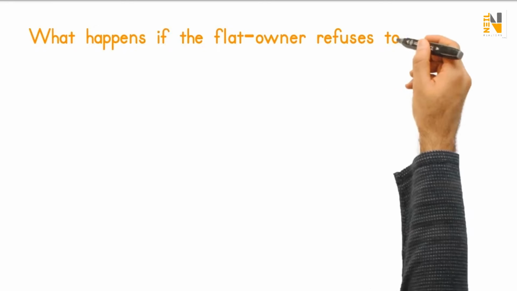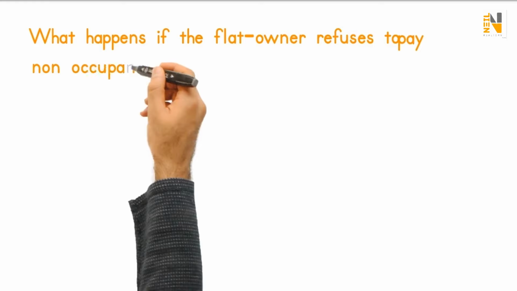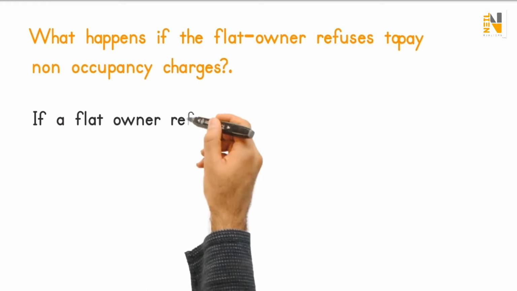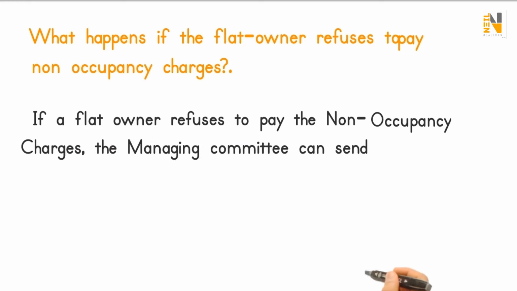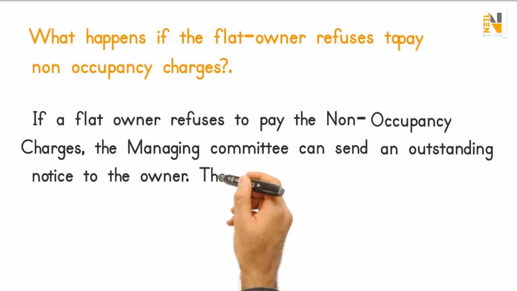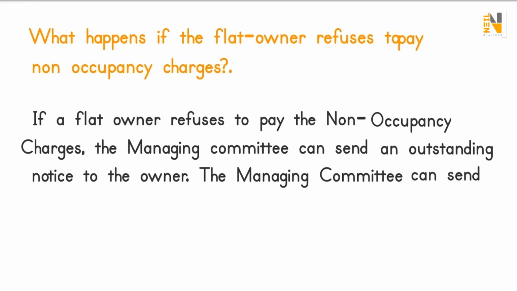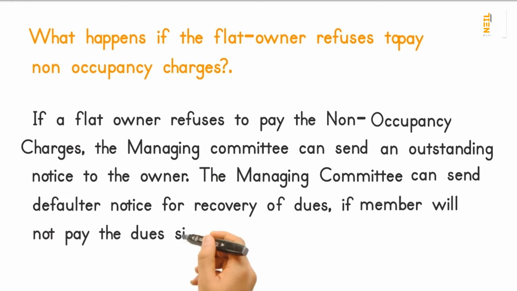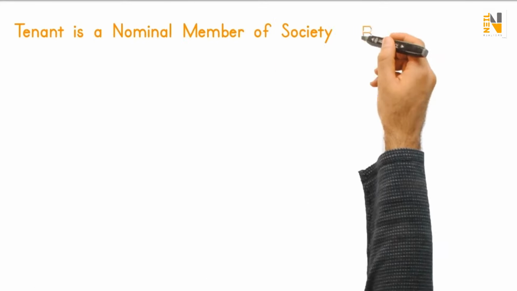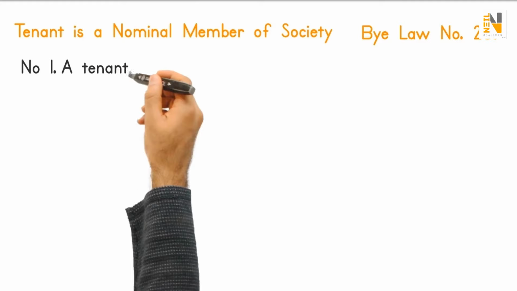What happens if the flat owner refuses to pay non-occupancy charges? If a flat owner refuses to pay the non-occupancy charges, the managing committee can send an outstanding notice to the owner. The managing committee can send a defaulter notice for recovery of dues, if the member will not pay the dues since 3 months. Tenant is a nominal member of society, by law number 20. Number 1.